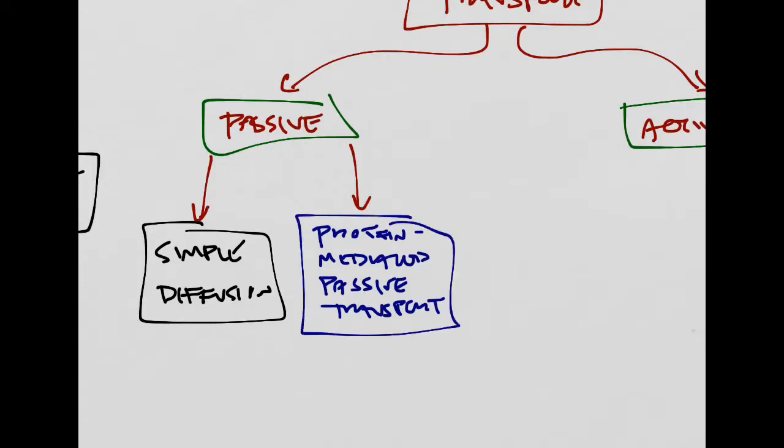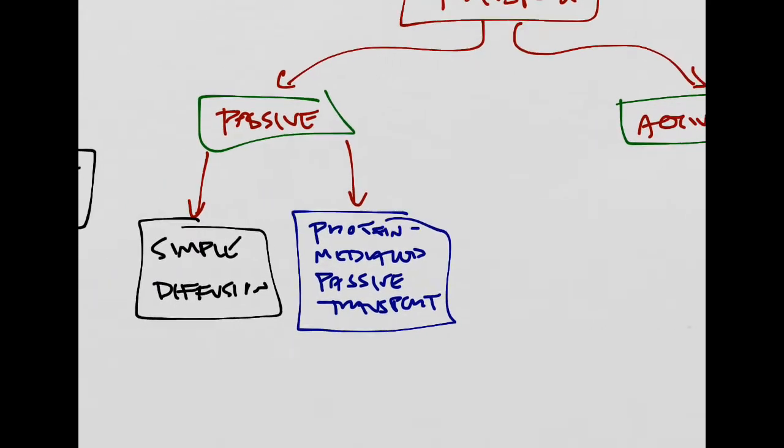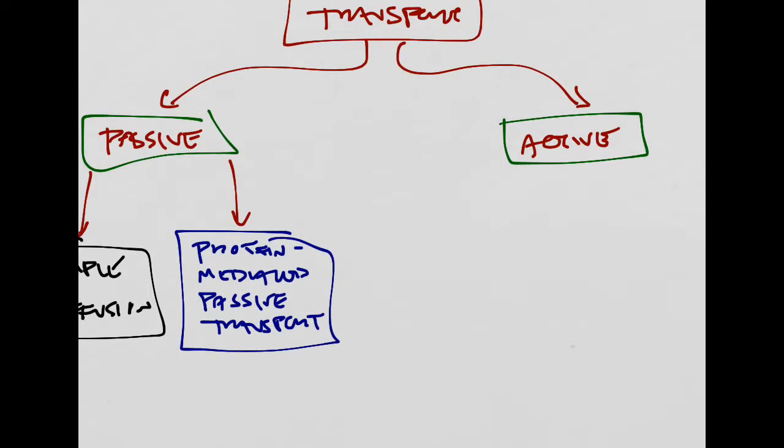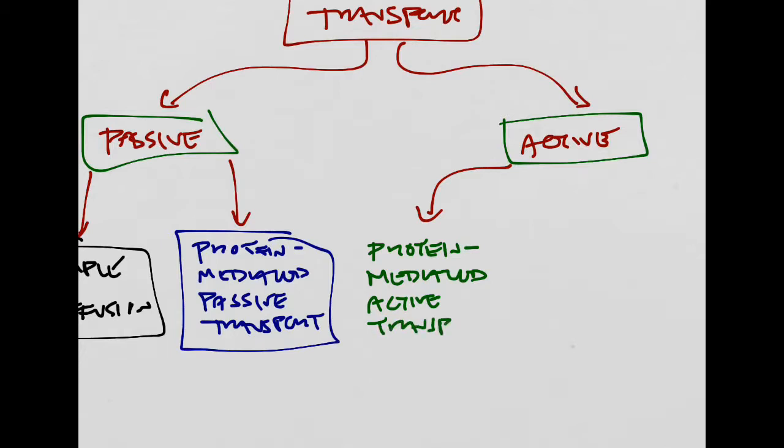Okay? I'll come back to that in just a moment, but let me cruise over here to our active transport pieces. And we have two types of active transport. And the first sounds very similar to the one I just talked about. It's protein-mediated active transport.